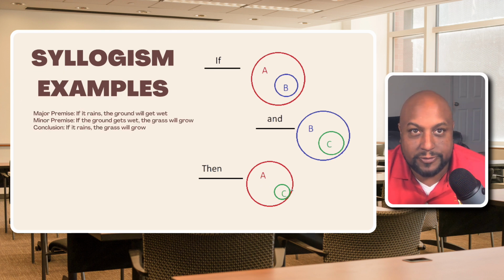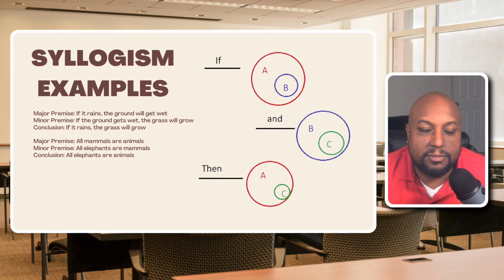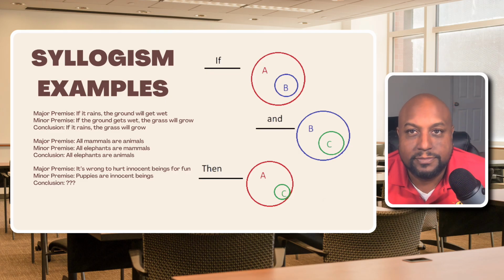So here's some examples with words. Major premise: if it rains, the ground will get wet. Minor premise: if the ground gets wet, the grass will grow. The conclusion: if it rains, the grass will grow. All right? If the major premise is true and the minor premise is true, then the conclusion must be true. Here's another one. These are all very simple, deliberately. I'm just trying to show you how this works. Major premise: all mammals are animals. Minor premise: all elephants are mammals. And then the conclusion: all elephants are animals. Simple, right? If the major premise is true and the minor premise is true, then the conclusion must also be true.